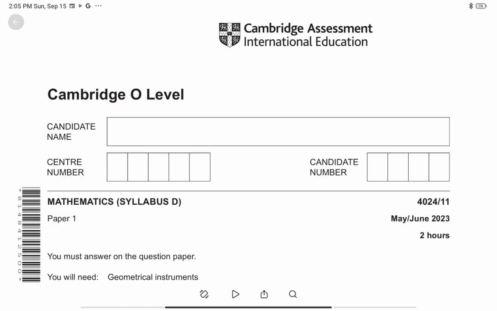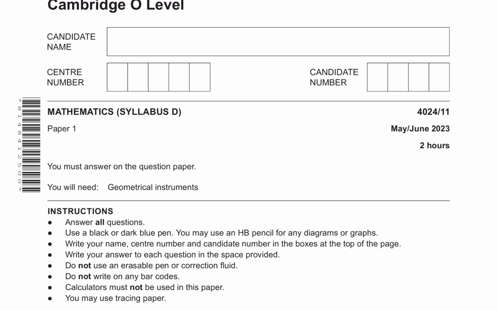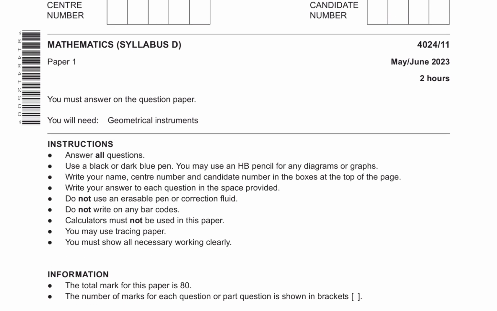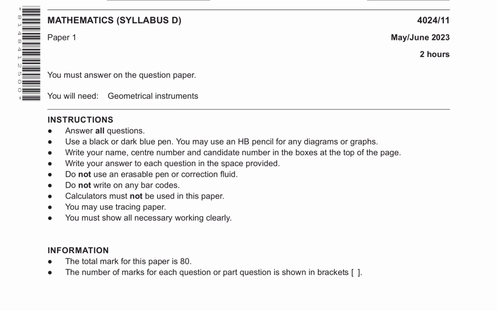In this video, we are going to discuss Cambridge O-Levels Mathematics Syllabus D Paper 1 for the session May-June 2023. And this paper is of 2 hours. Let's have a look at some of the instructions.